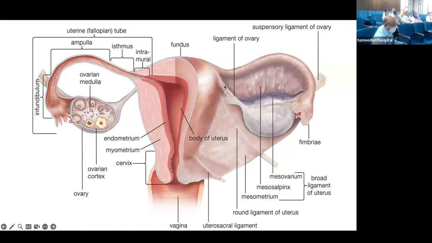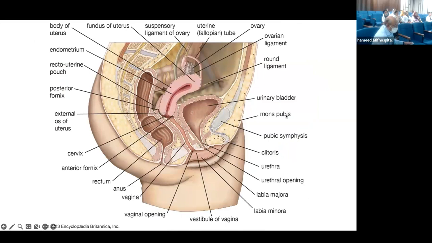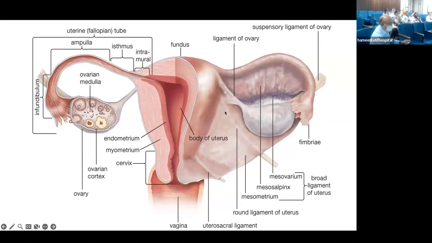Just the fimbrial end of the tube is free. It is not covered with that, or there it is left here. This is the ligament of the ovary, or ovarian ligament, as we call that. This, what is generally known as the suspensory ligament of the ovary, also has a fold of peritoneum, and what we call that is the infundibulopelvic ligament.